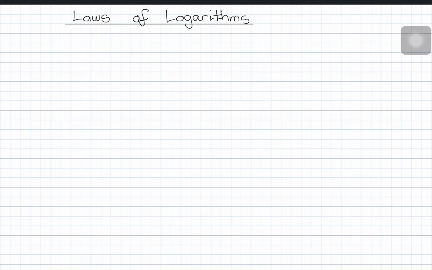In this video, we're going to be looking at laws of logarithms, but we're going to focus mostly on the fourth law for today. The first law is this one, which says log A plus log B equals log AB. You get AB by saying A times B.